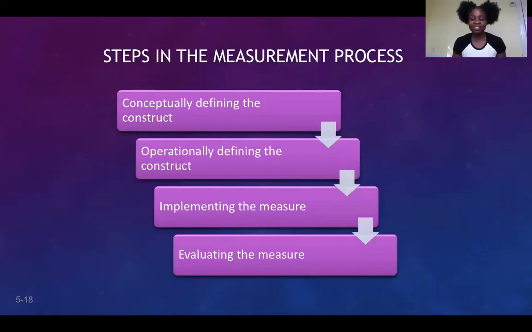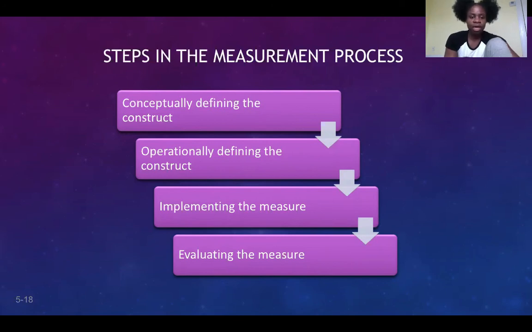Okay, psychology, so let's get to the final section, okay? This section is on practical strategies for psychological measurement. There are four broad steps in the process of measuring a psychological construct for a research project. These four steps are listed on your screen right now: conceptually defining the construct, operationally defining the construct, implementing the measure, and then evaluating the measure. And we're going to go through each one of these steps right now.